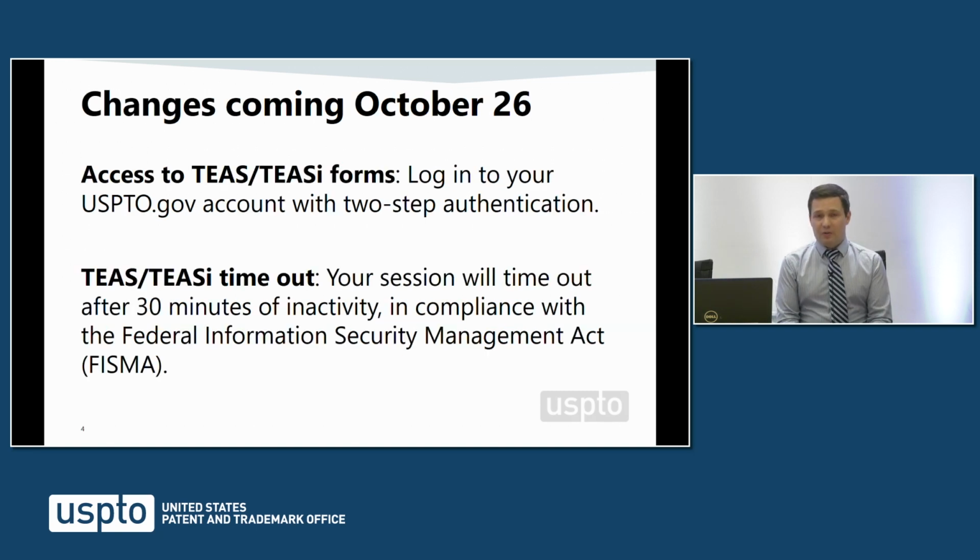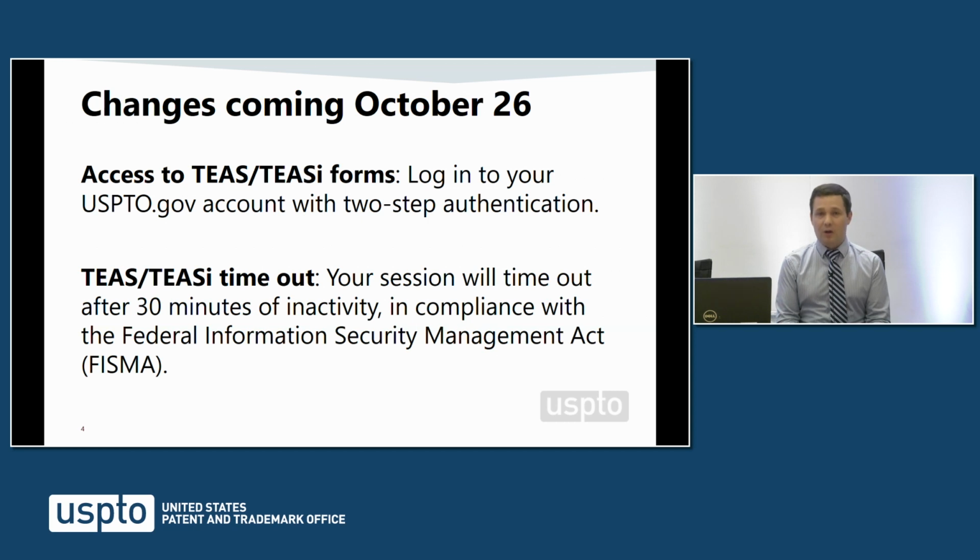So, the first round of changes is coming October 26th. To recap, to access the TEAS or TEAS forms, you'll need to log into your USPTO.gov account with two-step authentication. Log in with your username and password, and then that second step to access it. We'll have more information about the second step and how often you'll have to use it later on in the presentation. And the second major change is a change to the TEAS timeout.